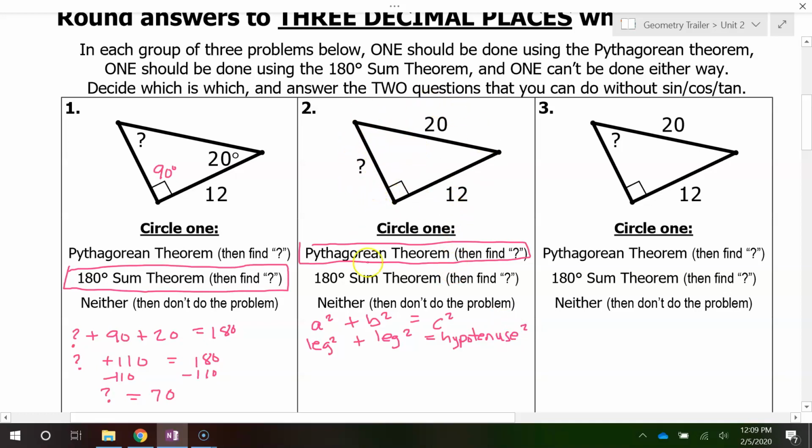Some students accidentally put the variable by itself every single time. But here is the right angle. The hypotenuse is always across from that. So the 20 is the hypotenuse. So the 20 squared will go here. That leaves the question mark and the 12 to be the legs. So I have question mark squared plus 12 squared is equal to 20 squared.